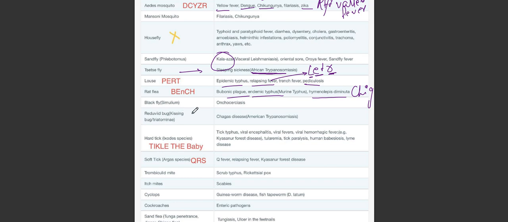Then Reduviid bug, representing Trypanosoma cruzi, and R representing here C for Chagas disease. R is Reduviid bug, which is caused by cruzi. It itself is the mnemonic for the American trypanosomiasis.